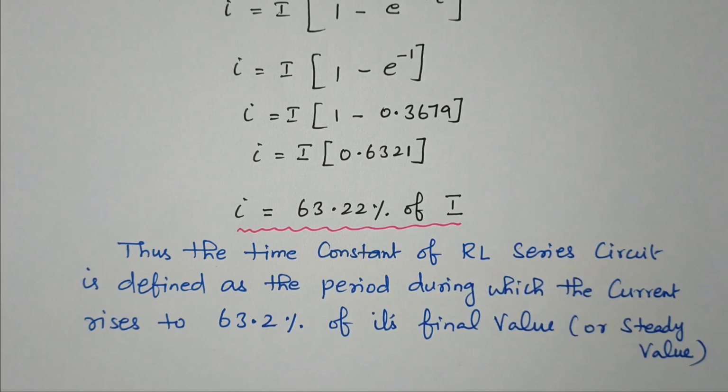So in this video we discussed the DC transient response of RL circuit, R and L connected in series. For case 1, rise of current, we discussed how the current behaves as well as the voltage across the inductor and the voltage across the resistor. Finally we calculated the time constant. When 63.2 percentage of current is reached, that is called the time constant of RL circuit.